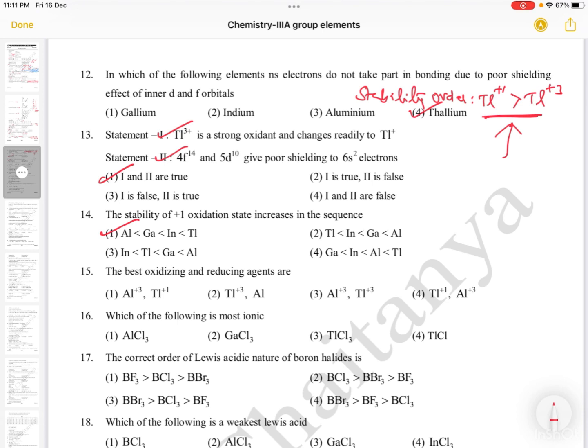The best oxidizing and reducing agents in the given elements: just now we discussed, the best oxidizing agent is thallium 3 plus, and the reducing agent is aluminium because it is a metal. Metals are generally acting as reducing agents. 15th one is 2.